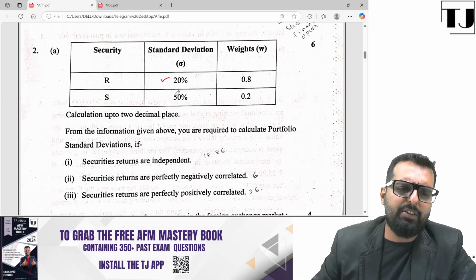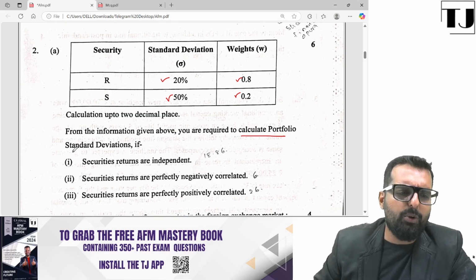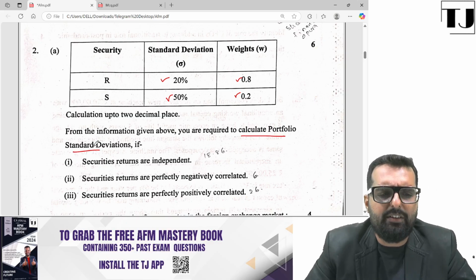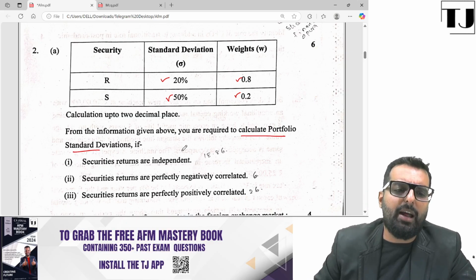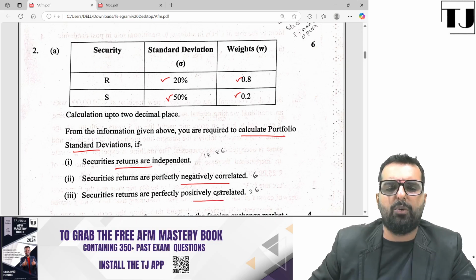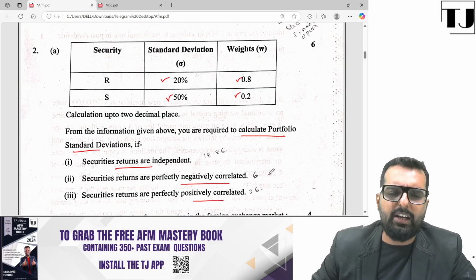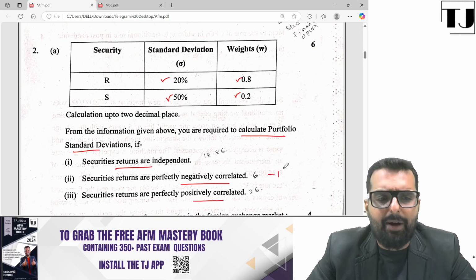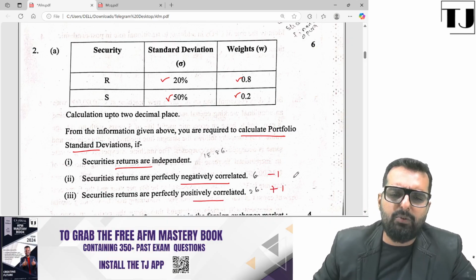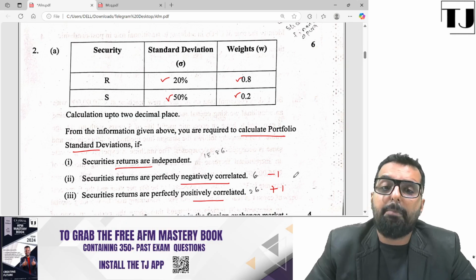They have given you the standard deviation of R and S. They have given you the weights. Now they're asking you to calculate the portfolio standard deviation or combined standard deviation, if the securities are absolutely independent, if they are negatively correlated, positively correlated. Friends, when you say negatively correlated, it is going to be -1. If you say positively correlated, it is going to be +1.